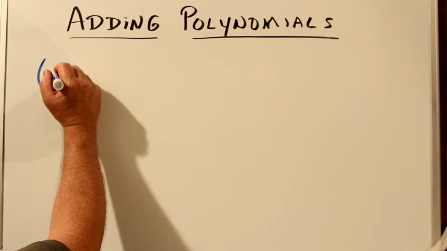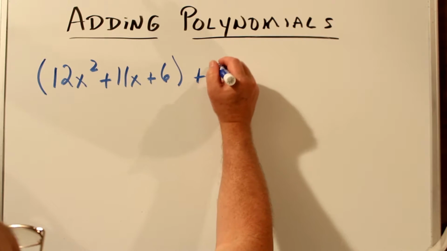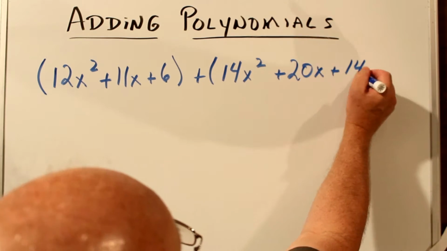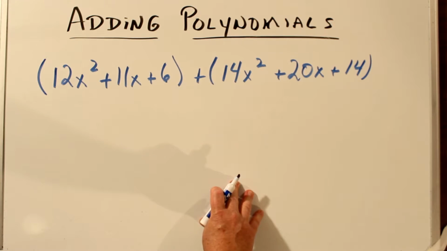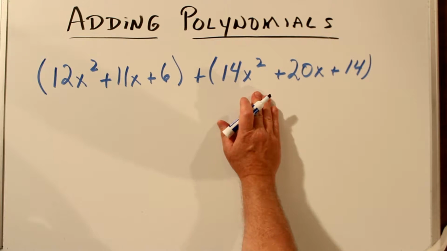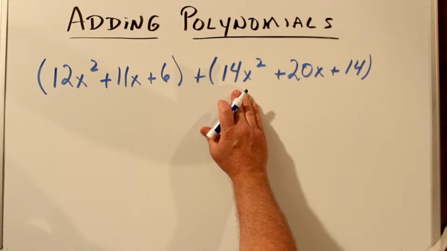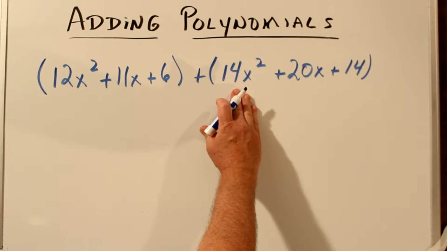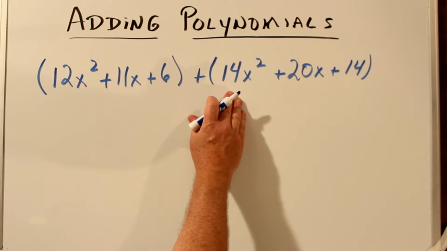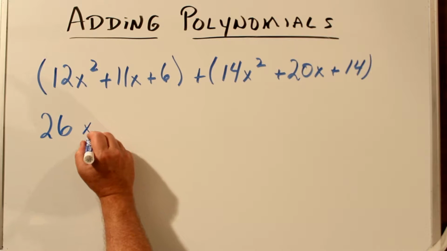Let's add a polynomial with three terms. 12x squared plus 11x plus 6 plus 14x squared plus 20x plus 14. We have to look for terms with the same exponents to add them together. Here there's a 12x squared and here there's a 14x squared. These two can be added together, and we do that by adding their coefficients. 12 plus 14 is 26, and keep the exponent the same, x squared.